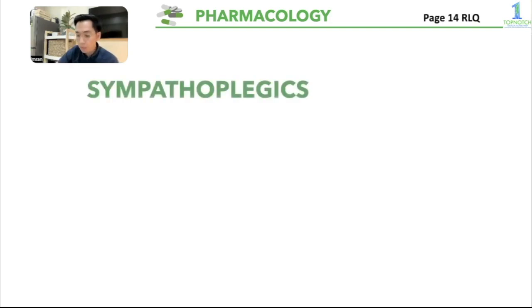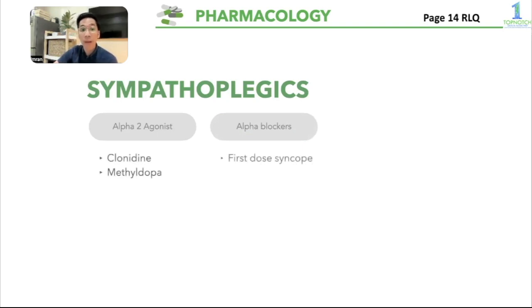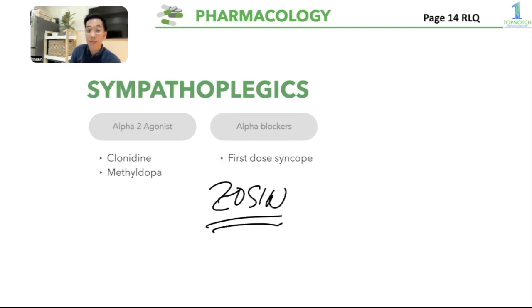Okay, next would be your sympathoplegics. Your sympathoplegics can be your alpha agonists, including clonidine and methyldopa. Remember, alpha-2 agonists are called regulators, right? Okay, so clonidine and methyldopa. And your alpha blockers, examples of alpha blockers are the zosines, right? Prazosin, terazosin.